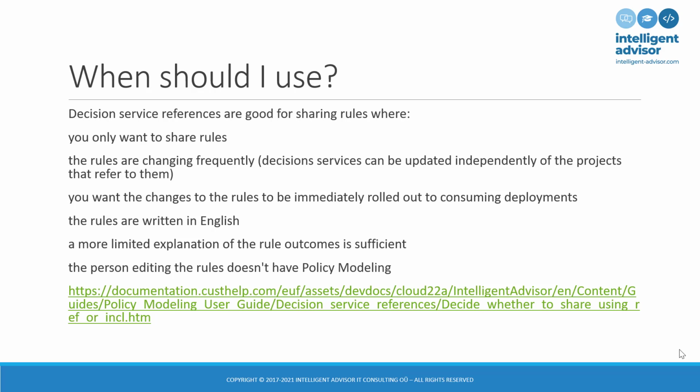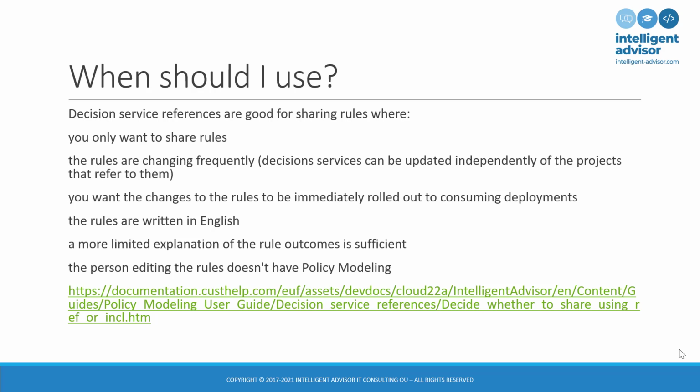The rules are written in English. Well, obviously right now, since it's all in English, if you're writing in English, then that's a good reason to use it. Sometimes a more limited explanation of the outcome is sufficient. We spoke earlier about how there are no decision reports. There are no explanations in decision services. So at most you could, for example, have an output object which had some explanatory text. If that's good enough, then that's another reason why decision services might be right for you.